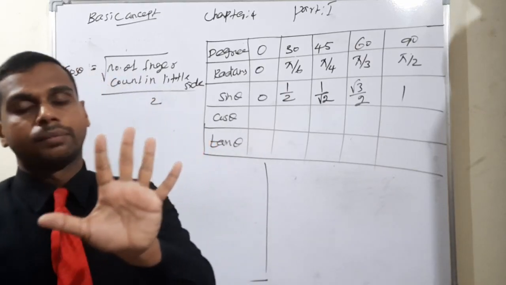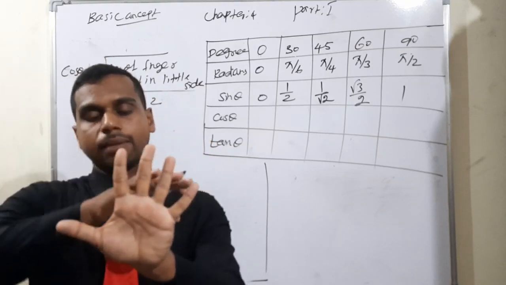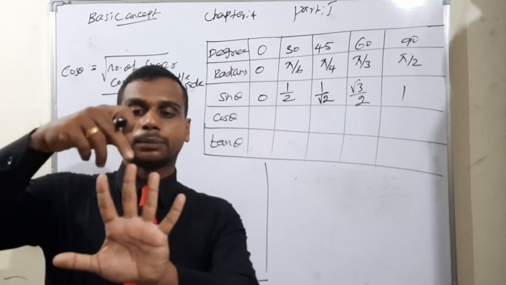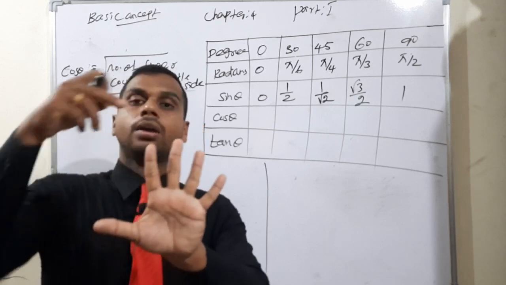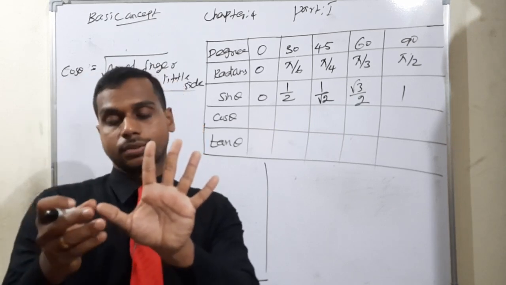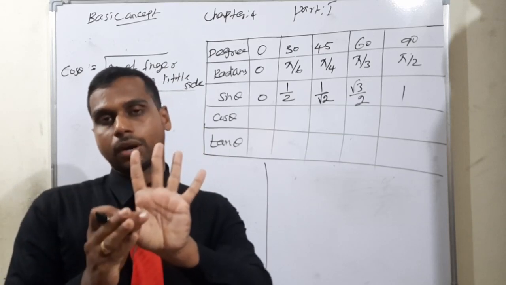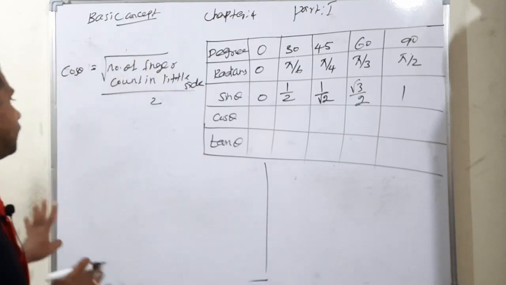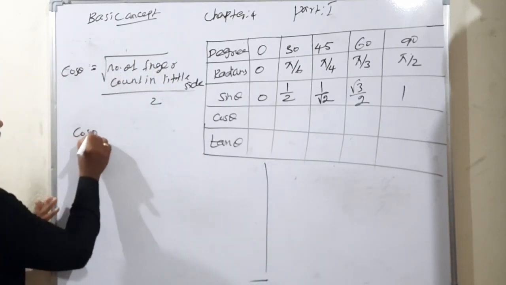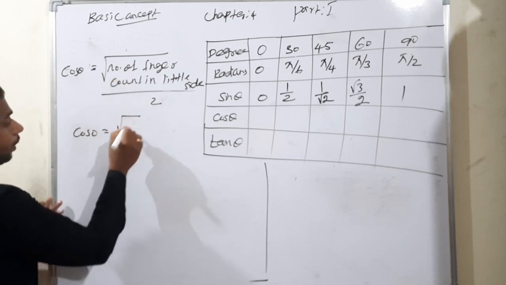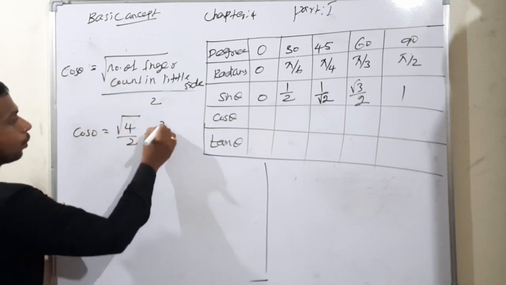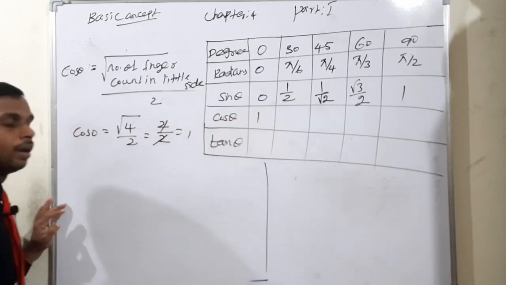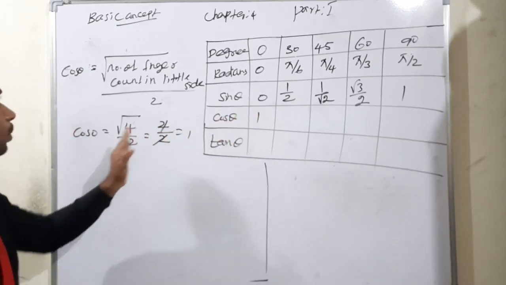Cos theta means, look there, you have to check the little side. It's the same: this is 0, 30, 45, 60, 90, or 0, pi by 6, pi by 4, pi by 3 or pi by 2. First you have to check cos 0. For cos 0 we fold the thumb finger. Check there, on the little side, how many fingers remain? 4 fingers remain. Therefore cos 0 is equal to root 4 by 2. Root 4 means the value will be 2. So 2 by 2 is equal to 1. Therefore cos 0 value will be 1. I am moving to cos 30.